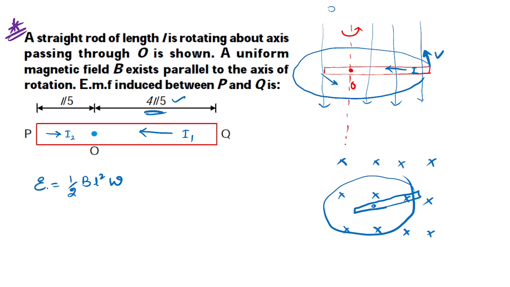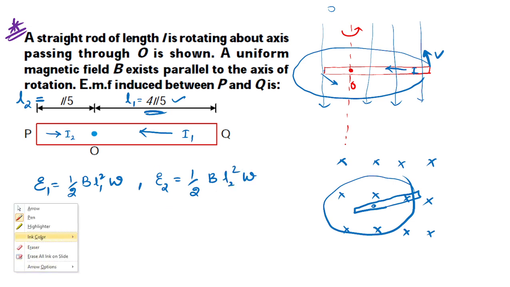Yes. But let's take E1 and this is L1. Can I take it like that? I am taking this one as L1. Then what about this one here? This part will be L2, or not? So E2 will be how much here? EMF2 will be half into B times L2 square into omega. Now the difference. That's it, right? The difference is what here? Difference in EMF will be E1 minus E2.